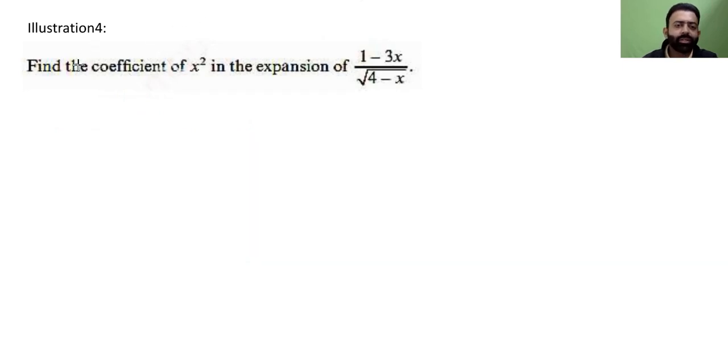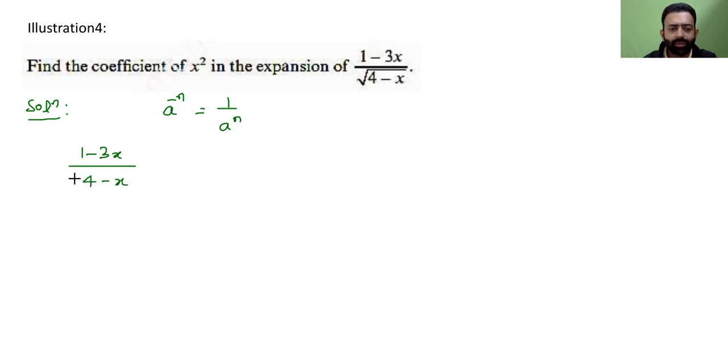It says find the coefficient of x square in the expansion of (1 minus 3x) upon the square root of (4 minus x). Again, if any term is in the denominator, we have to bring that term into the numerator. We can do this by writing (4 minus x) raised to power half as (4 minus x) raised to power minus half, using the property that a raised to power minus n is equal to 1 upon a raised to power n.